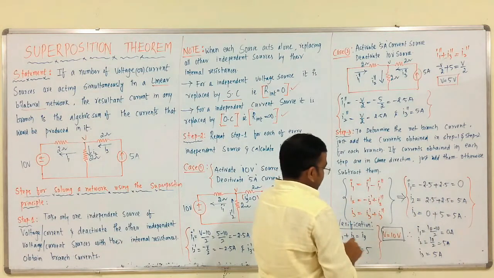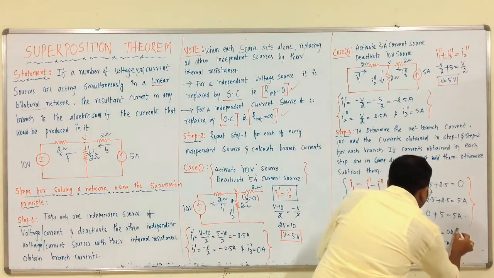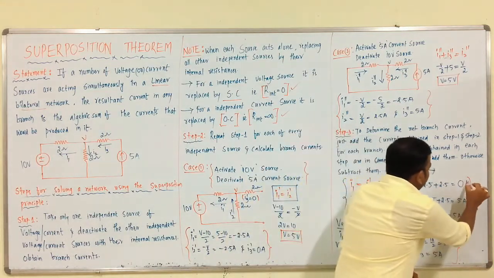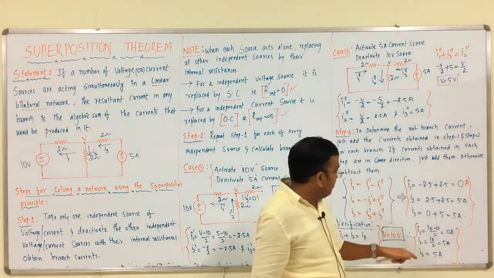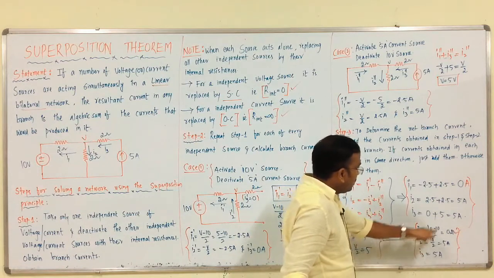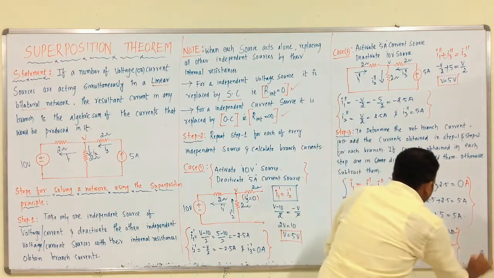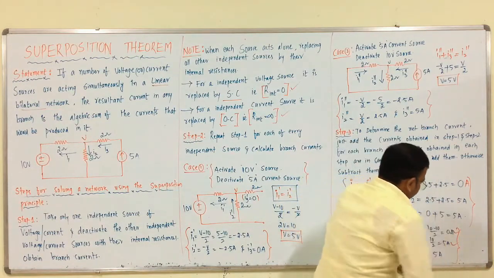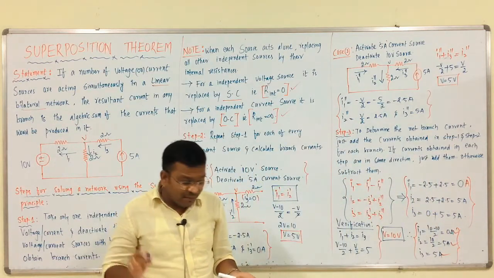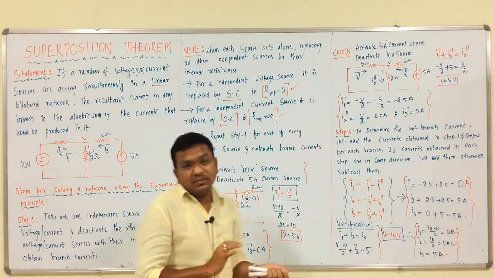See, from this I1, we got 0 amperes from the superposition theorem. By using nodal analysis, we got 0 amperes, satisfied. Coming to I2, it is 5 amperes, 5 amperes, satisfied. Coming to I3, 5, 5. So, like this we have to verify our answers. This is about the superposition theorem.